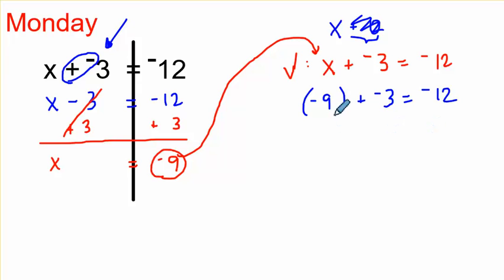Okay, so now we do the math and we say, well, a negative 9 plus a negative 3, yay, that is negative 12. I have a negative 12 on the other side, so I know that I'm right. Again, you guys, I know it looks like a ton of work, especially if you might have just right off the bat seen it was a negative 9. You still have to show all your steps.